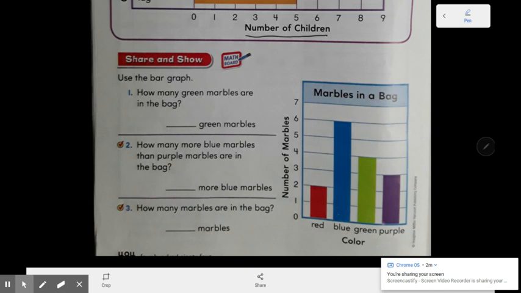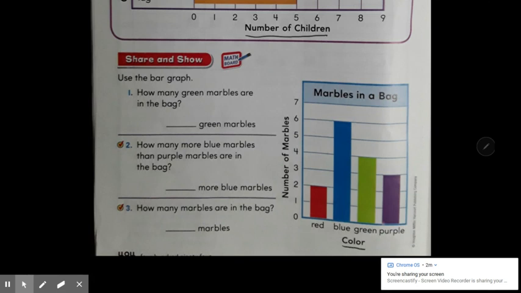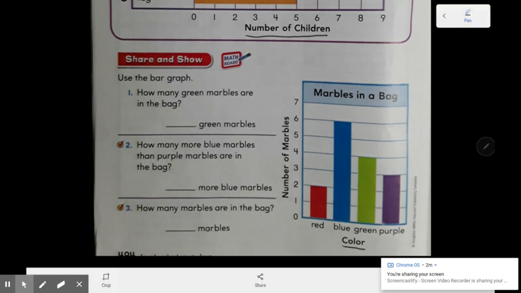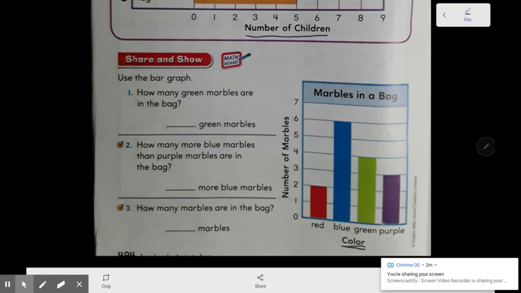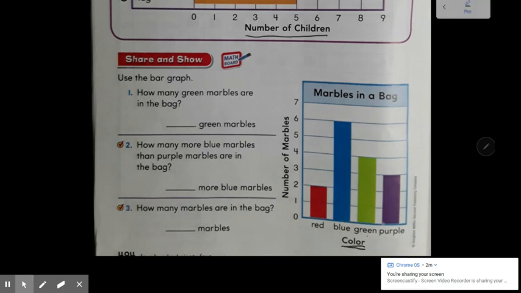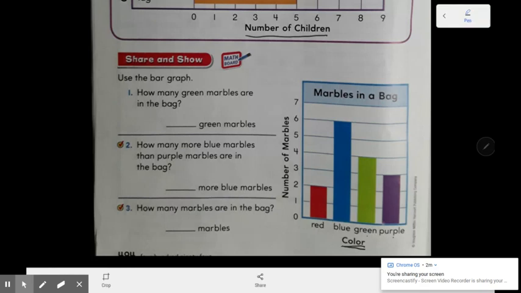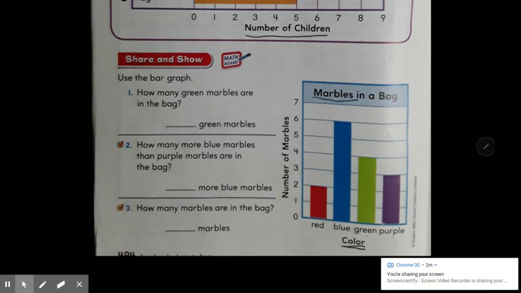How are we going to distinguish what kind of marbles there are in the bag? So we're going to distinguish them by color. So we have to write a subtitle that says by color. And as you see, we have red, blue, green, and purple. Now we're going to look at this bar graph and we're going to see the information that is provided for us, that are the marbles that are inside that bag.